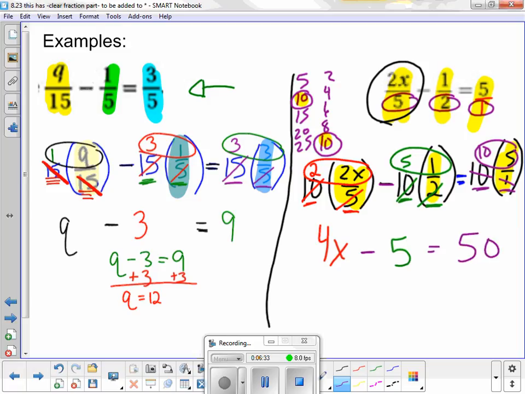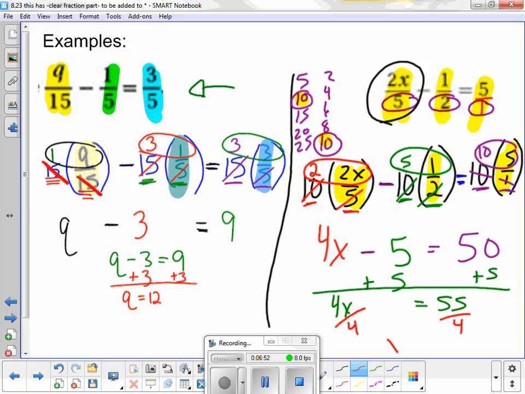So now I've taken that really nasty looking equation and I now have the two-step equation 4x minus 5 equals 50. So to solve this equation, by now I know I move the 5 by adding it. And I move the 4 by dividing. So x equals 55 over 4. So that's my answer.